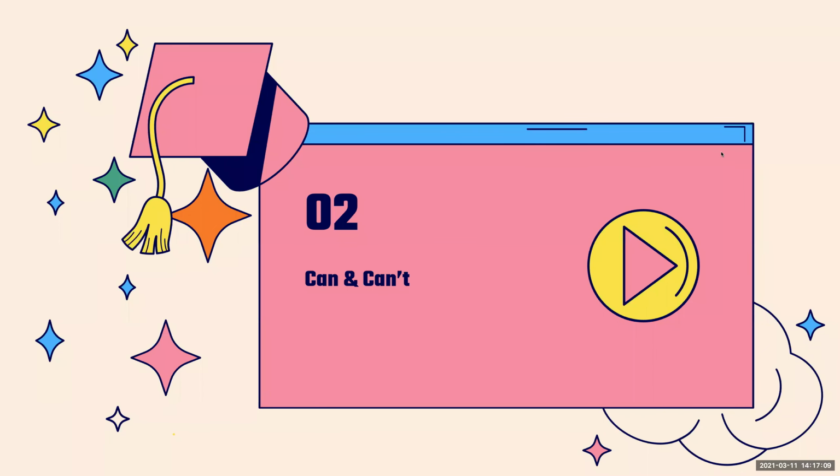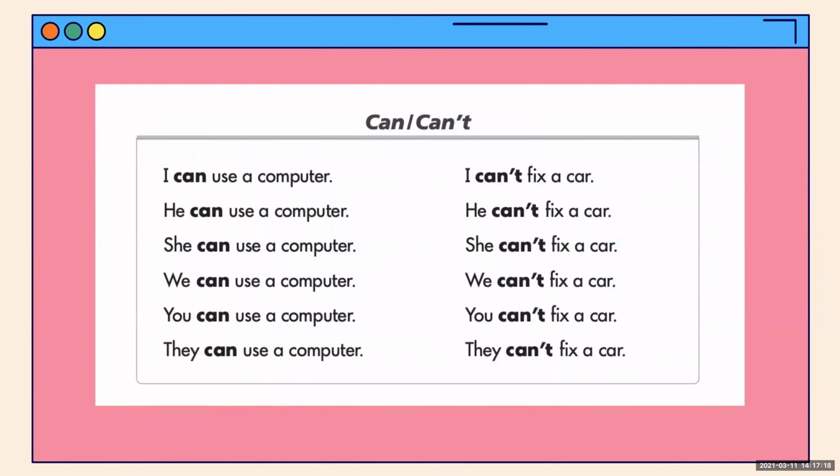Now we're going to go to part number 2. Now we're doing the practice for can and can't. So for can and can't, I want you to look at how we use them. Remember that we have pronouns I, he, she, we, you, and they. These are not going to be changing. So let's remember that we have to memorize them. So remember, we start with the word I.